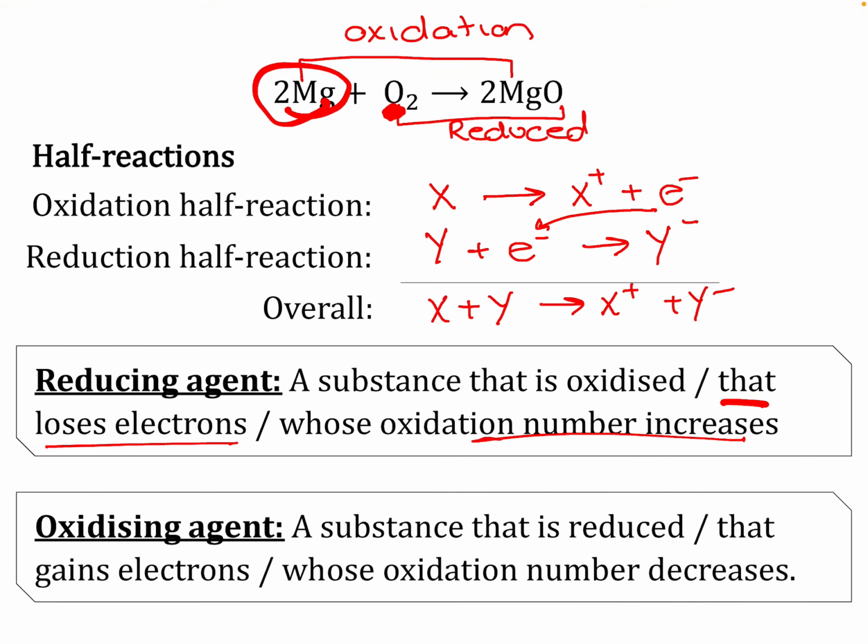The oxidizing agent causes oxidation. How does it cause oxidation? Because it takes an electron. So it causes something to lose its electron. Okay? So that's straightforward. So it's the substance that's reduced, or it's the substance that gains electrons, or it's the substance whose oxidation number decreases. Okay? So if something is oxidized, it is the reducing agent. If something is reduced, it is the oxidizing agent. Straightforward. So let's look at an example.